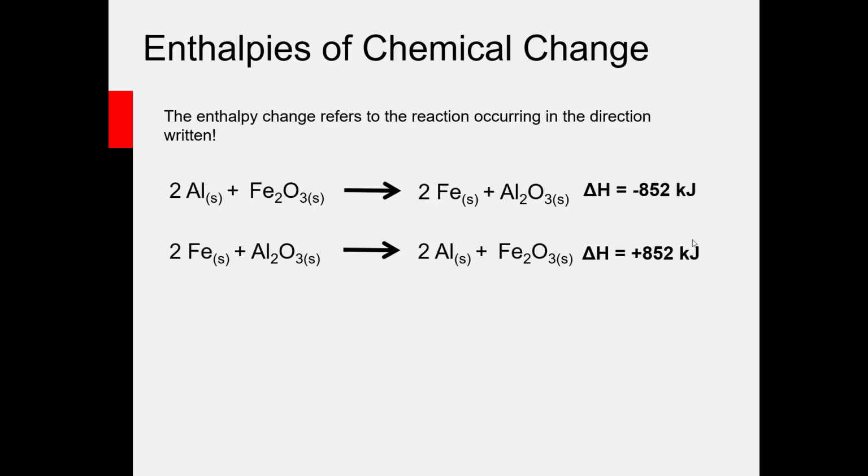So always remember, and this will be important in a little bit when we talk about Hess's law, because enthalpy is a state function, the enthalpy of the reaction only depends on whether you start at point A and end up at point B, or start at point B and end up at point A. If you run the reverse of a chemical reaction as written, you know the enthalpy change for that reaction. It's the same magnitude, but opposite sign.